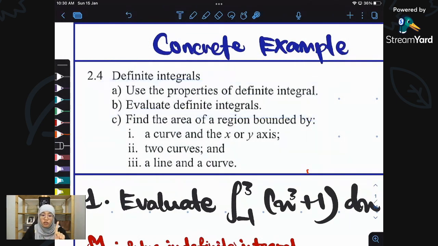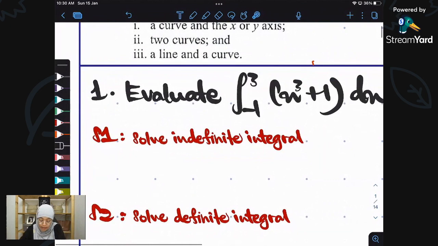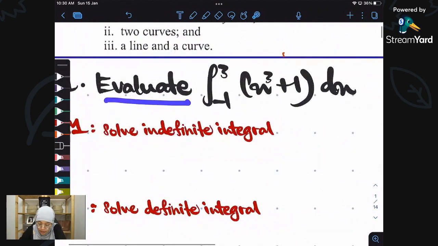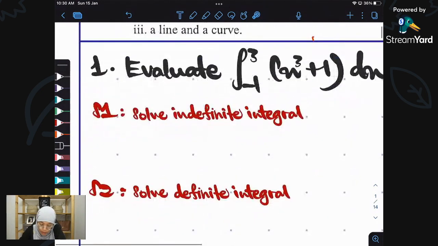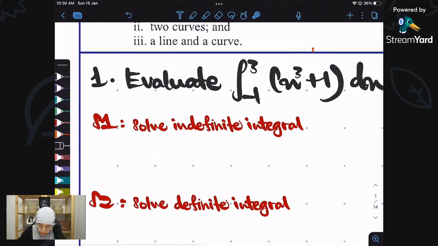Let's look at the first example. Evaluate the integral from -1 to 3 of the function x cubed plus 1 dx. Let's go with the first step, which is to solve the indefinite integral first.